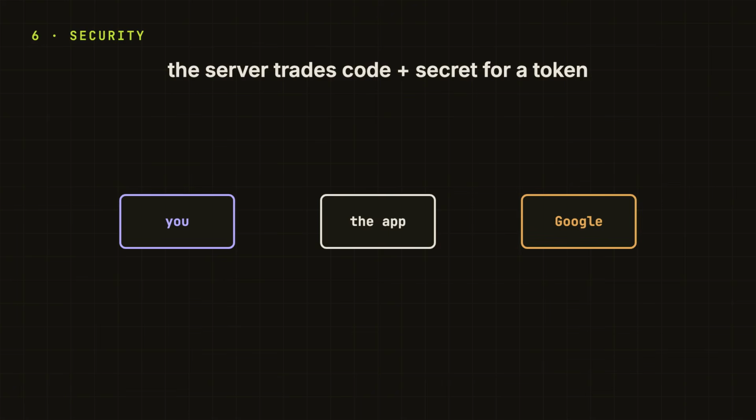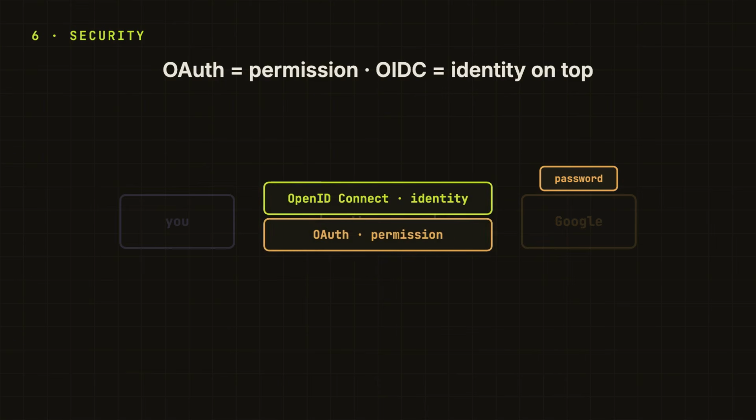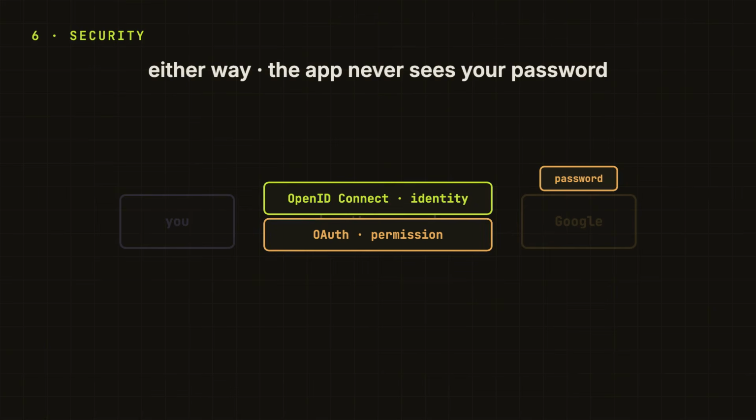And after that, our server calls Google's API with the token. So your password only ever goes to Google, and our store only ever holds a token which can be cancelled at any time. And login with Google is built on top of it using an extension called OpenID Connect. So, a small, precise point worth getting right. OAuth itself is really about authorization, permission, and the actual login, the identity part, is OpenID Connect, sitting on top of it. Either way, your store never even sees your Google password, worth knowing by name.